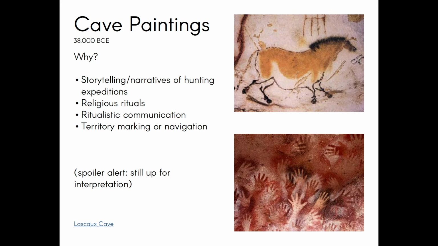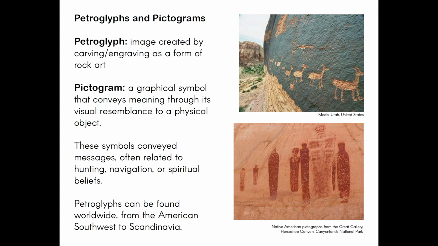Ritualistic communication. And another one that's really interesting, I'll have this linked also in our unit, is territory marking or also just navigation. Like, okay, XYZ could be found here during this time of the year. And so when the next mass would come in, you'd be able to relay that information to them. So again, pure conjecture, but it's really interesting to think about the why behind all of this, because we've always had this natural inclination to tell our story. So how do you leave your mark, essentially?